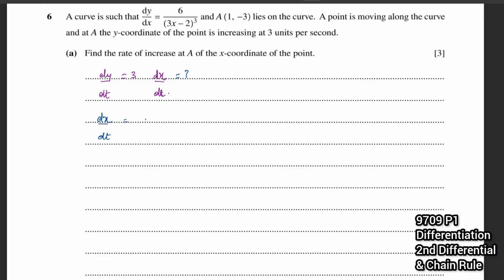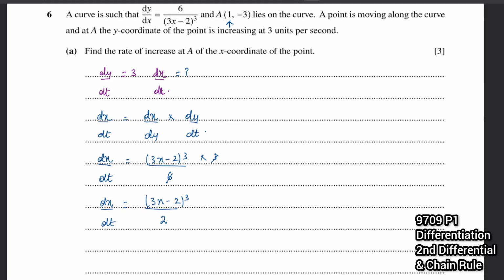dx by dt is equal to dx by dy into dy by dt. For dx by dy, we look at this dy by dx and reciprocate it. So (3x minus 2) cubed upon 6 into dy by dt, which is 3. So dx by dt is equal to (3x minus 2) cubed upon 2. The x coordinate is given as 1, so we plug in x equal to 1. 3 multiplied by 1 is 3. 3 minus 2 is 1. 1 cubed is 1. dx by dt is half a unit per second.